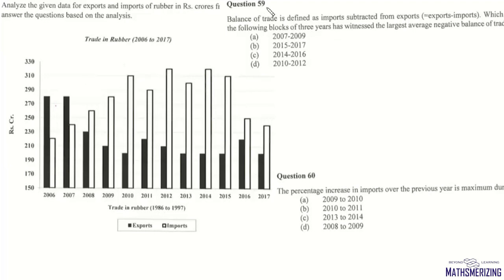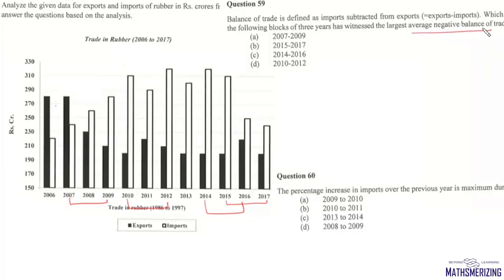Now question number 59, it says balance of trade is defined as import subtracted from export, that is exports minus import. Then it says which of the following blocks of 3 years has witnessed the largest average negative balance of trade. The first block is from 2007 to 2009, the second one is 2015 to 2017, the third one is from 2014 to 2016, and the next one is from 2010 to 2012. Now we need to find the average negative balance of trade.